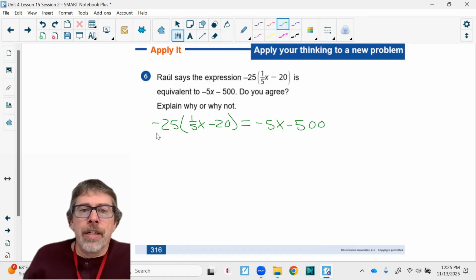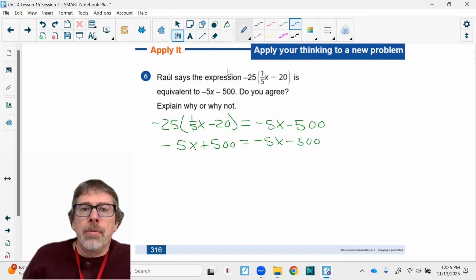It's in proper order. It's called standard order, where we have a coefficient variable minus a constant. Okay, so let's look at this side. A negative times a positive is negative. 25 times 1/5 is the same as 25 divided by 5, which is 5x. Negative times a negative is positive. 25 times 20 is 500. How did I do that so quick? 25 times 2 is 50 and throw a 0 on at the end. And now we have negative 5x minus 500.